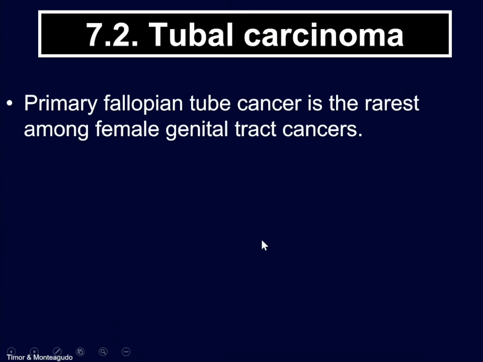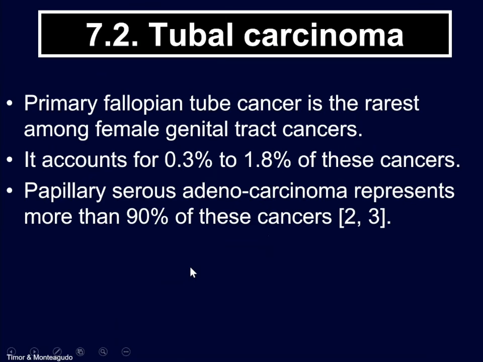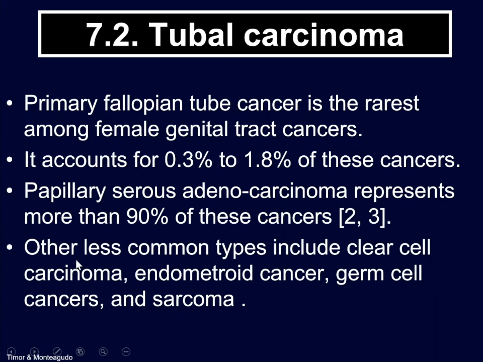Tubal cancer is rare, and it accounts for 0.3 to 1.8% of these cancers. Papillary serous adenocarcinoma represents more than 90% of these cancers. Other less common types include clear cell carcinoma, endometrioid cancer, and germ cell cancer, as well as sarcoma.